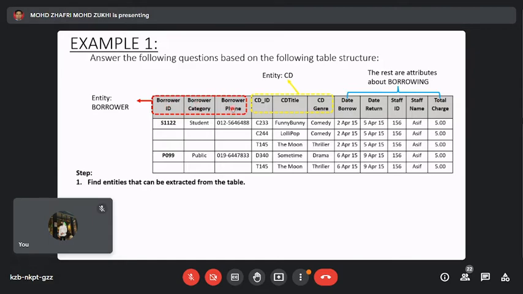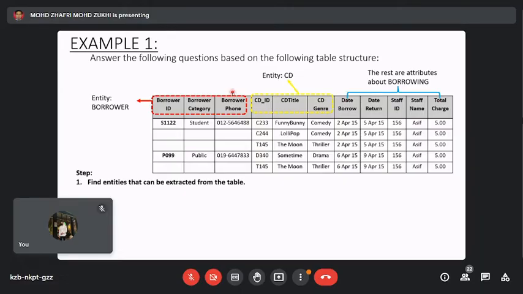Based on these attributes, we know this column must belong under one entity because it has borrower as the keyword: borrower, and then ID, category, fund. So this attribute belongs to the entity borrower. Next, we have CD ID, CD title and CD generate. Because the keyword is CD, these attributes must belong under the entity CD. So from here, we already get two entities.